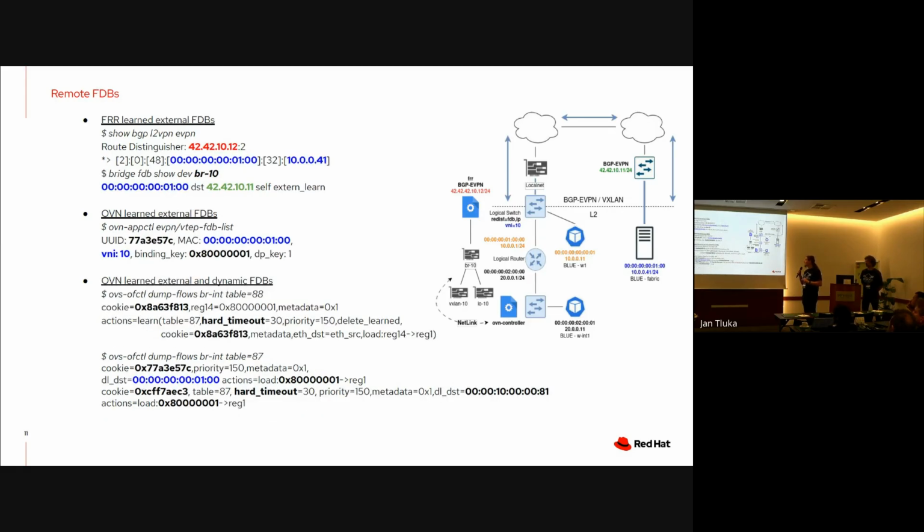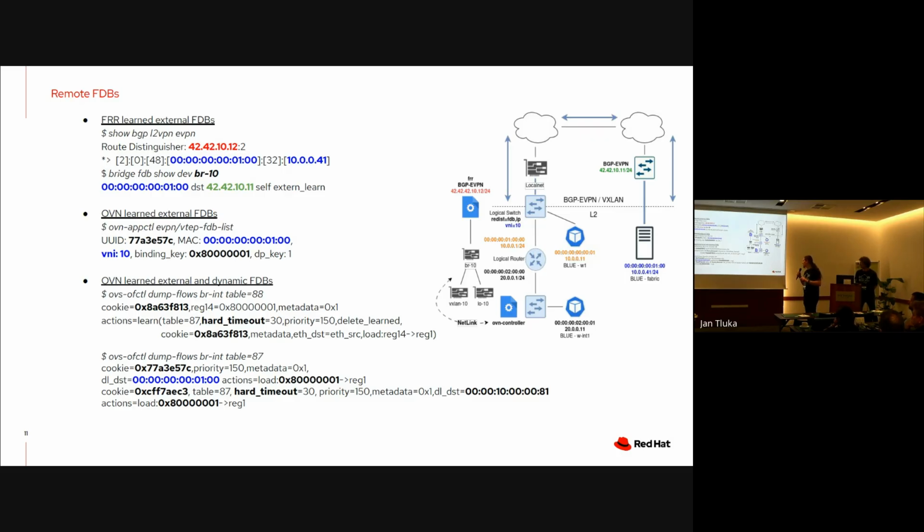Next, we need to learn the remote FDB. If we would like to send traffic from the workload blue W1 into the fabric, we need to know the MAC address of the fabric. So again, we will learn that. We will get that from the VXLAN interface, and we will create appropriate OpenFlow rules for that. And I think that's about it.